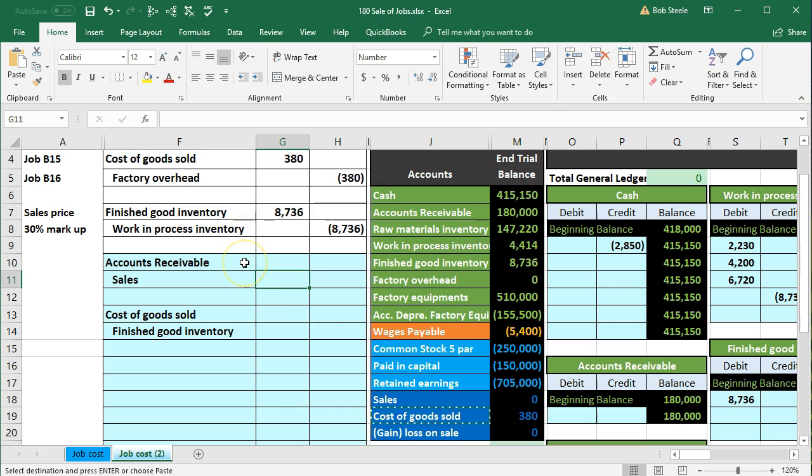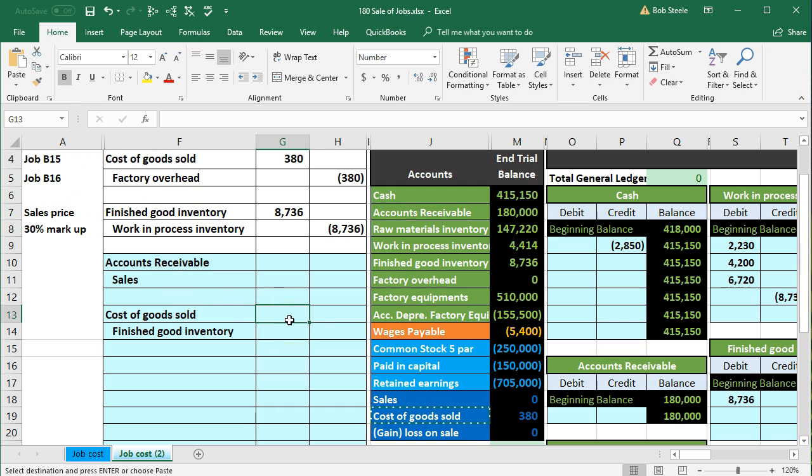We have the sales half, receivables and sales. Sales go up and people owe us money if we invoiced them. And then inventory goes down, in this case finished goods inventory, and cost of goods sold is the expense, which is going to go up. So now the inventory is going to go down and the expense is going to go up. I'm going to calculate it here. We already looked at it. It's these two jobs, these two completed jobs.